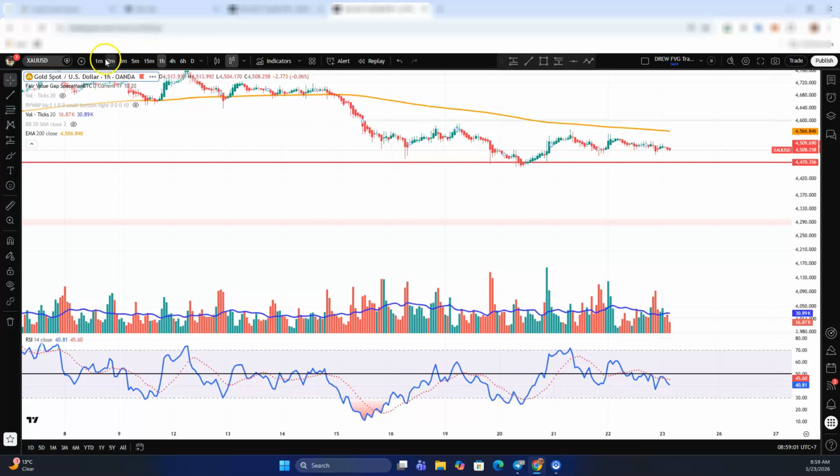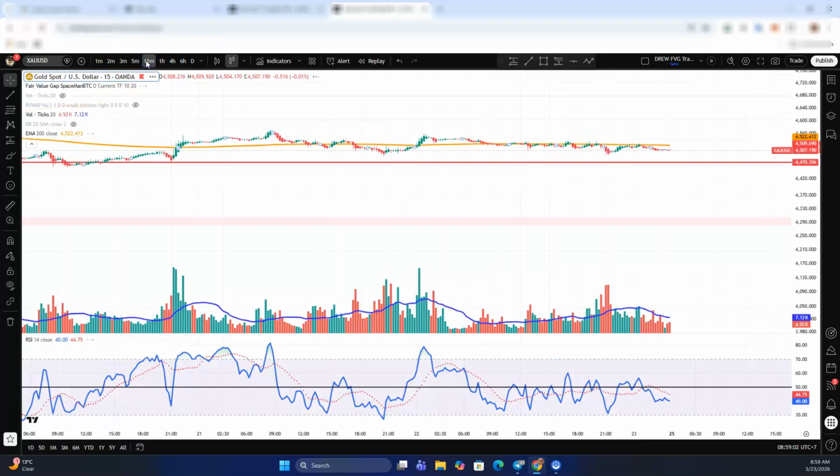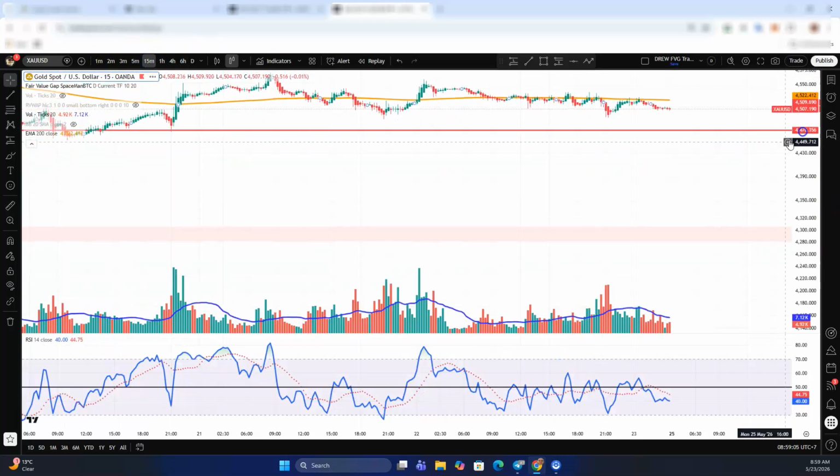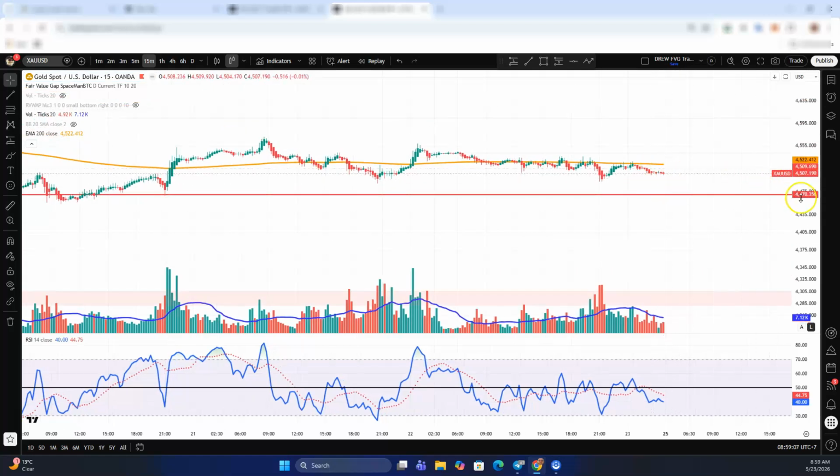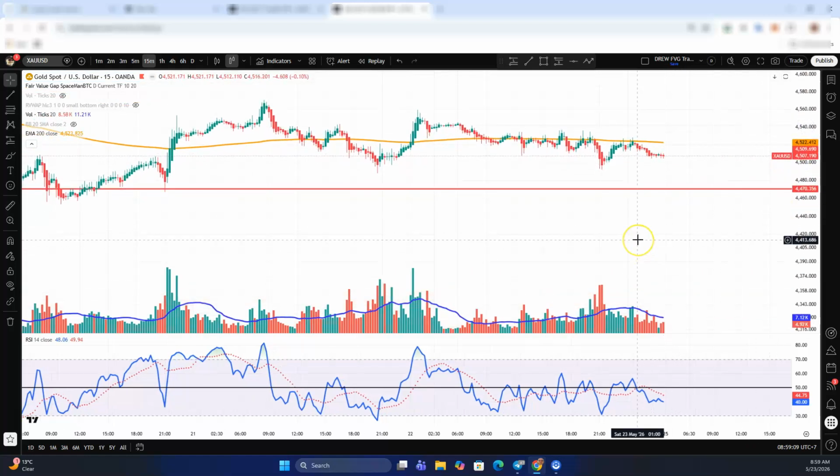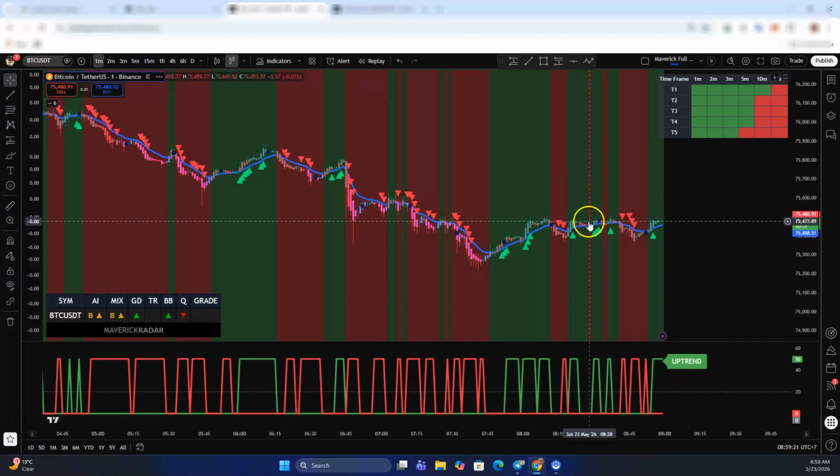And then I go to the 15 minute. I've got to analyse the market first. I'm just analysing it. Okay, yeah, it's under on the 15 minutes. It's still down. So, happy days. It's telling me that the market is down, so I'm going to trade down. Then I go straight to my Maverick radar. Boom, here we are.